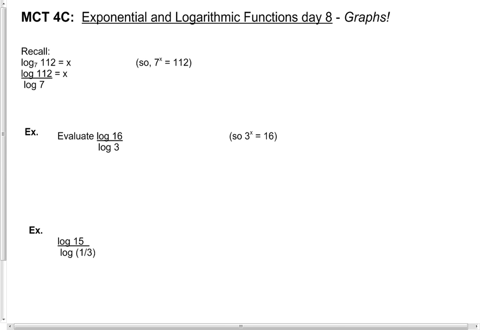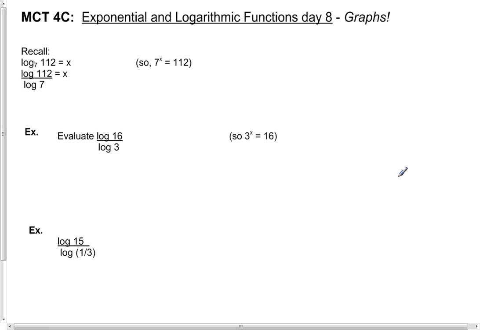Grade 12s, we're on our 8th day of exponential functions, and we're doing logarithms again, and I know that they're very intimidating, and they were a little bit yesterday, and we hope to get through some graphs of logarithms and not scare you too badly. We introduced logarithms as a way to solve exponential equations.